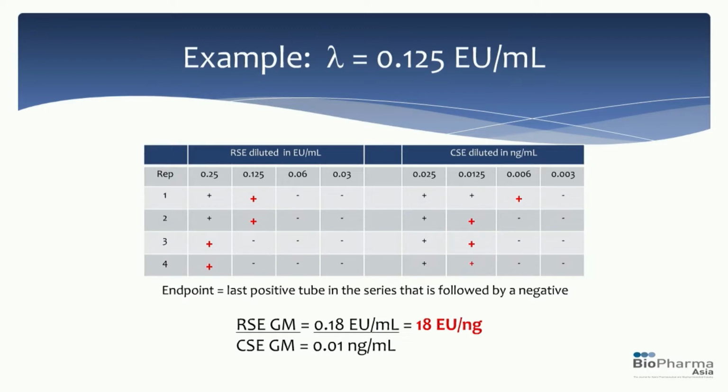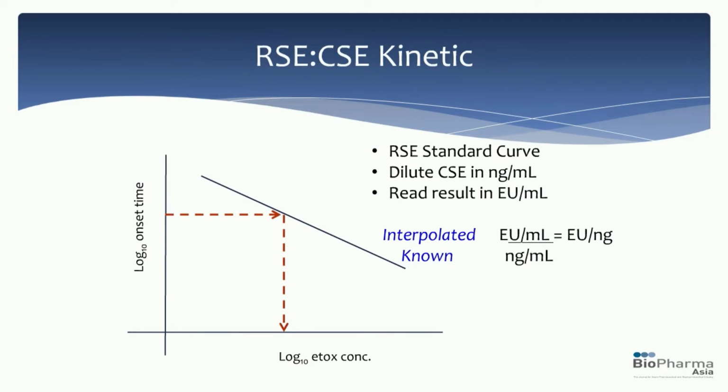And again, if the lysate lot changes or if the endotoxin lot changes, we have to redo all of this. What if I have a kinetic test? You can see there on the left that we have a generic looking standard curve. And what we do then is we take our CSE and we dilute the CSE in nanograms per milliliter, and we treat those as unknowns. So what we can do then is find a dilution of the CSE that falls on our standard curve, and then it will give us a value in EUs per milliliter.